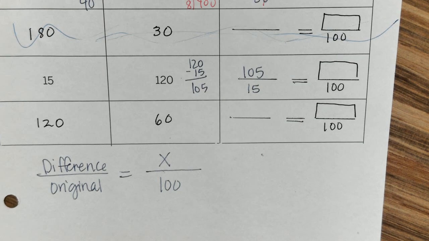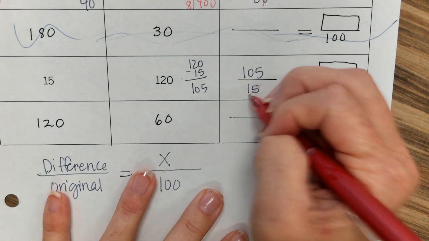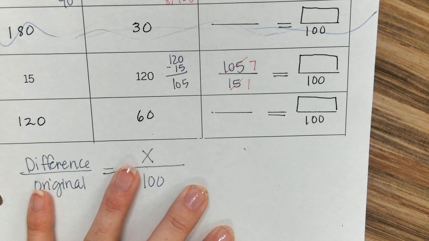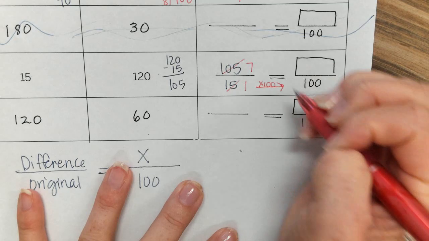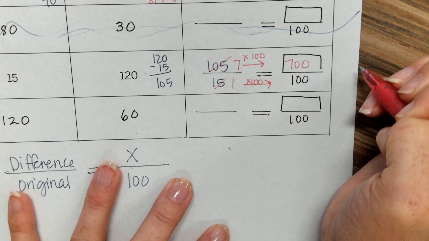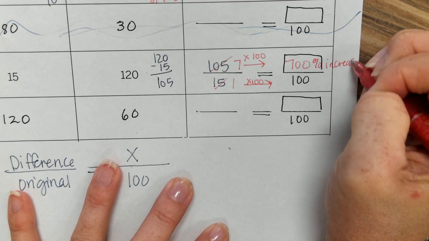All right, let's do this one by simplifying and seeing the pattern. Can 15 go into 105? Yes. How many times? 7. So 15 divided by 15 is 1, and 105 divided by 15 is 7. How do I get from 1 to 100? Times 100. So 7 times 100 is 700. So my percent increase was 700% increase.